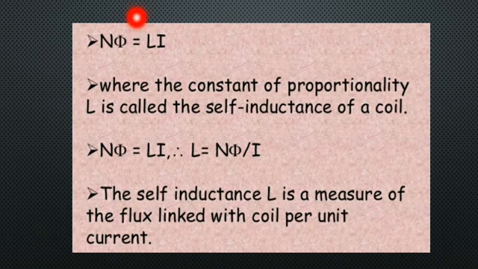That constant is nothing but L. L is the proportionality constant, and L is called the self-induction of the coil. Therefore nΦ is equal to LI. If LI comes to this side, nΦ divided by I. Therefore the self-induction L is a measure of the flux linked with the coil per unit current.